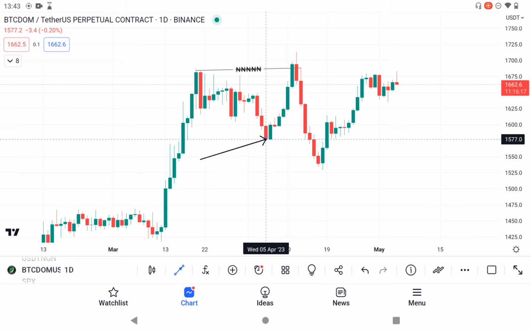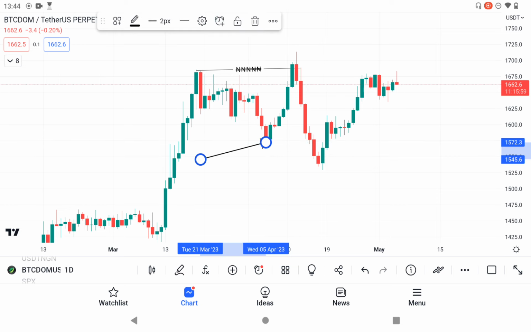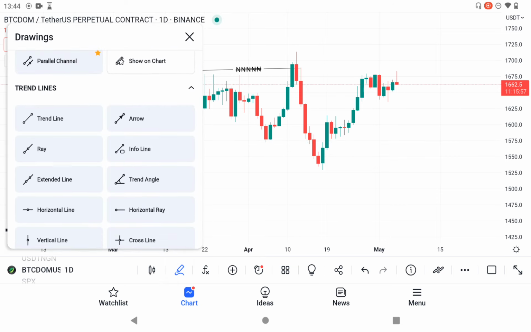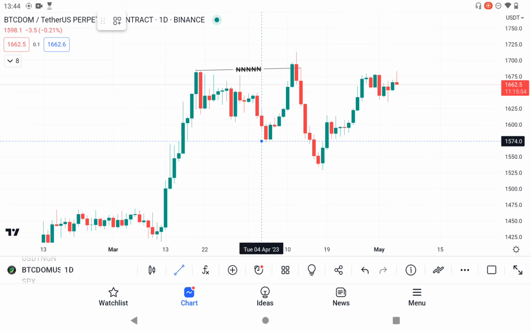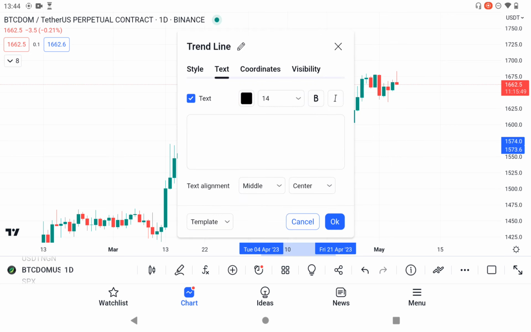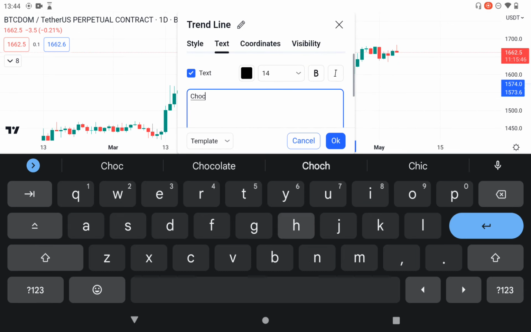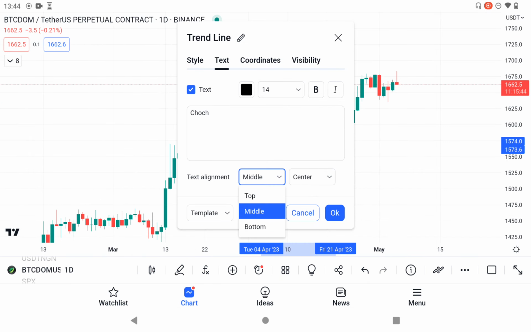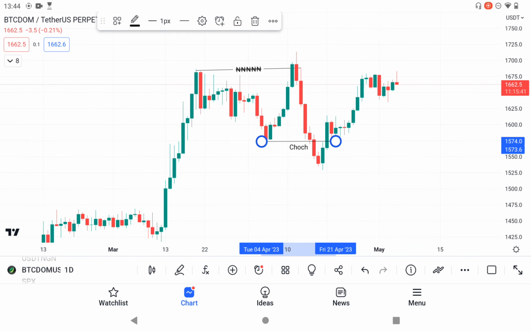After this, we'll go over to the 4-hour time frame, and you see the schematic playing out just as I've predicted. The schematic is going to play out exactly the same way. All right, so we'll have a change of character somewhere around here, and I'll just call this CHoCH. I'll put this at the bottom.